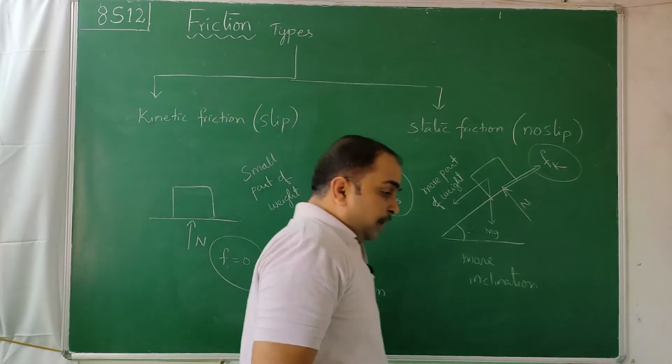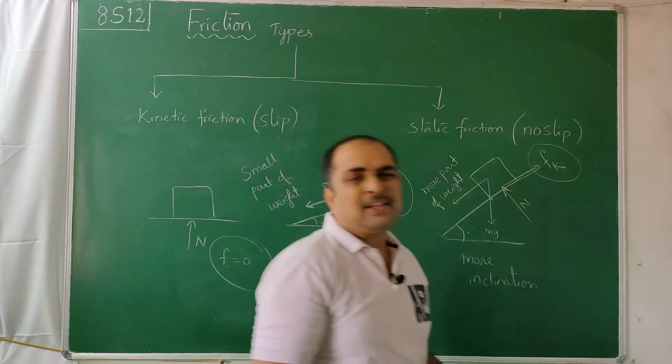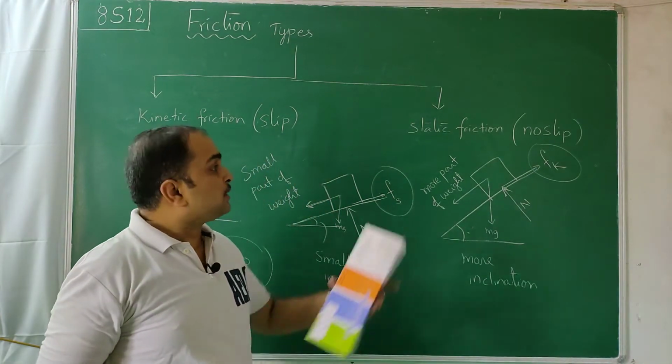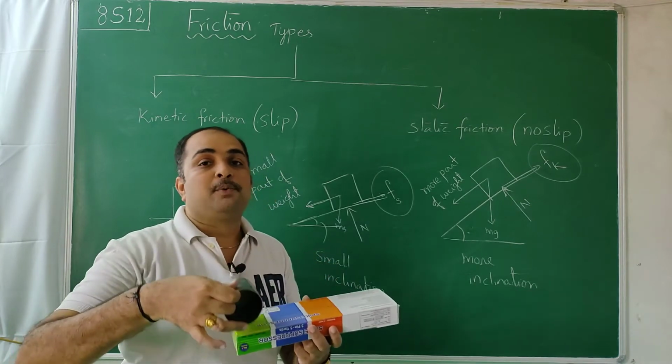Unfortunately, in your higher classes you will study something called rolling friction, but actually there is nothing called rolling friction. During rolling, only static friction will act. Again, rolling with forward slip, rolling with backward slip, rolling with no slip.